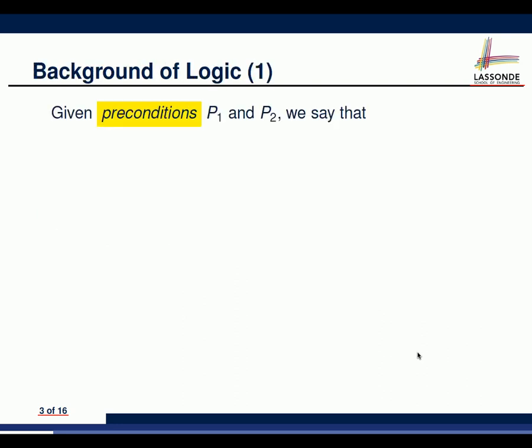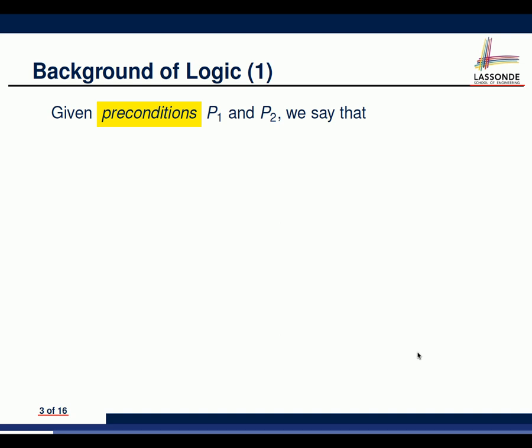Let's do a little bit of logic for the background. Very easy logic, just to make it much more comfortable for you later as well. Let's say we have two Boolean conditions, P1 and P2, or predicates. It can be x larger than 0. It can be y larger than 2, for example. Just any Boolean condition. Let's say we have two preconditions, P1 and P2.